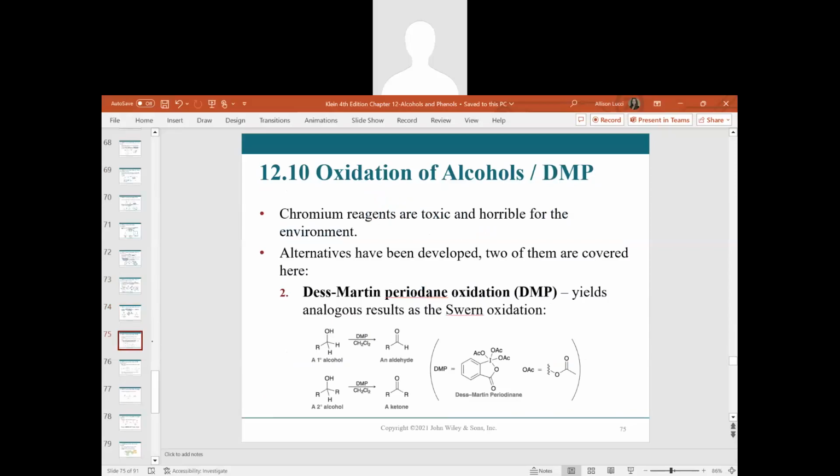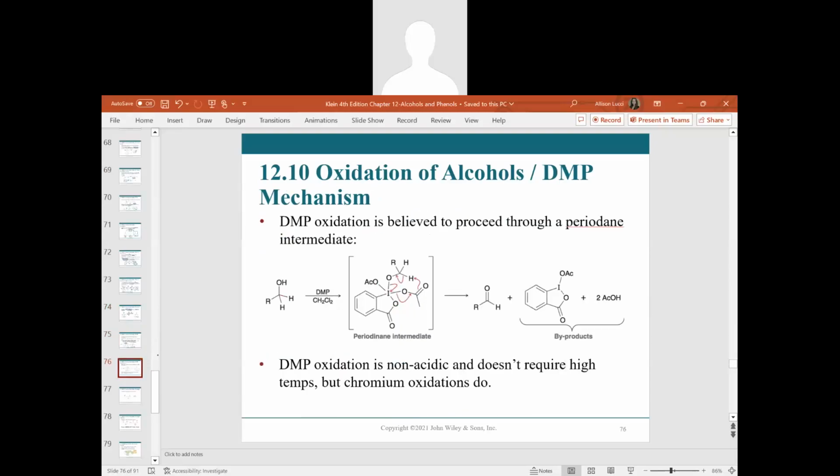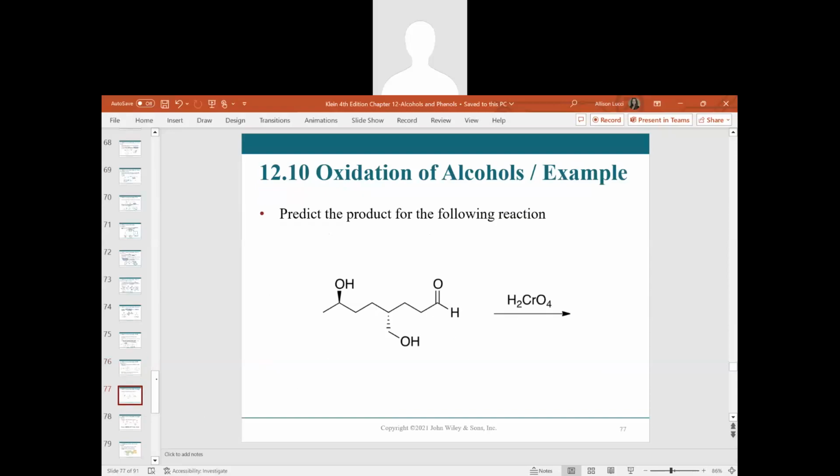So there's one other alternative method called the Dess-Martin periodinane oxidation, and we can see that this is analogous, the same pathway as that of the Swern oxidation. It just has this DMP, this Dess-Martin periodinane reactant, and methylene chloride instead of the reagents for the Swern oxidation, but we still have an aldehyde produced from a primary alcohol and a ketone produced from a secondary alcohol. You will not be responsible for the full mechanism of the Dess-Martin oxidation, but you will be responsible for predicting products.